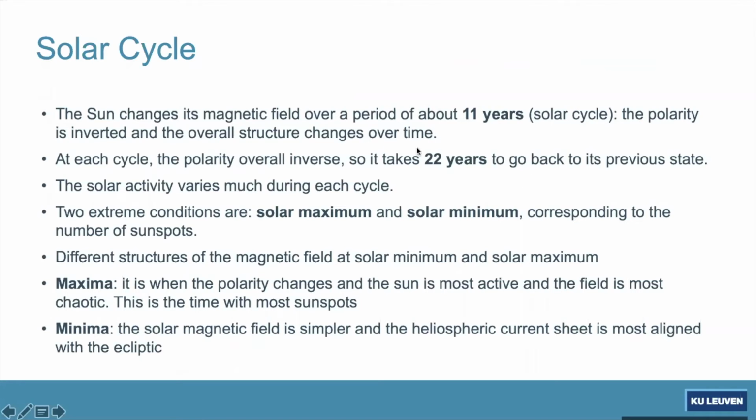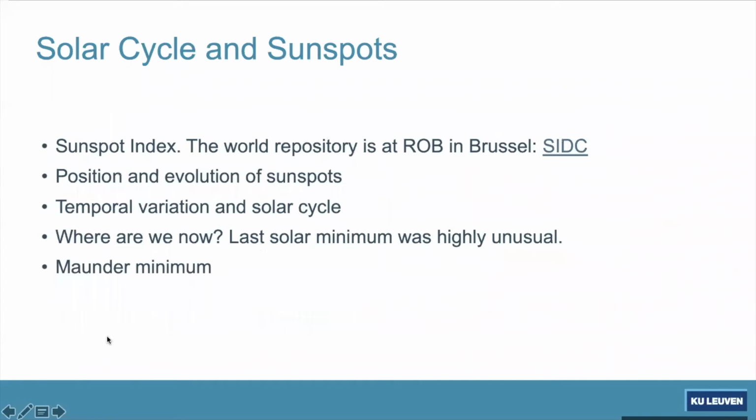but really to complete the flip and then flip again, so that you return to the initial condition, is 22 years. During the active times, it's called solar maximum. During the more quiet times, it's called solar minimum. During solar maximum, the magnetic field is very complicated, and during solar minimum, the magnetic field is much more simple.